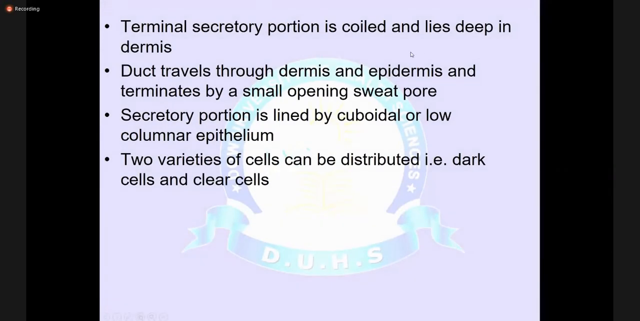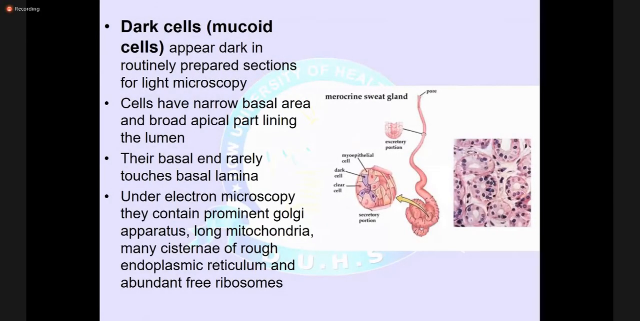The terminal secretory portion is wide and lies deep in the dermis. The duct travels through the dermis and epidermis, and opens by the sweat pores on the skin surface. The secretory portion is lined by cuboidal or low columnar epithelial cells. Two varieties of cells can be seen distributed over here, the dark cells and the clear cells. The dark cells are the mucoid cells, right? So we can identify the dark cells as these, and these are the clear cells, which form the structure of the coil or the secretory portion of the sweat glands.